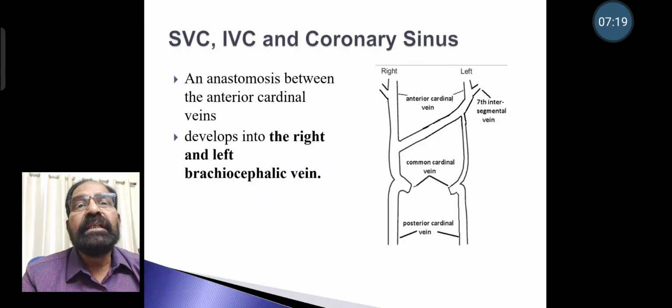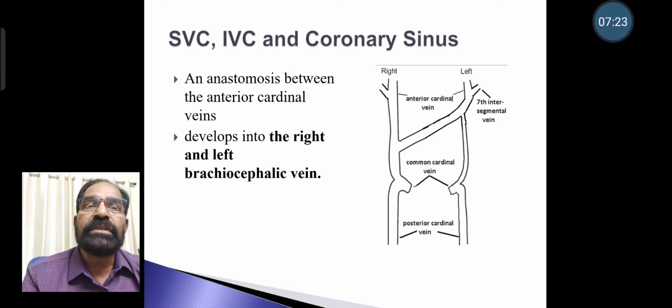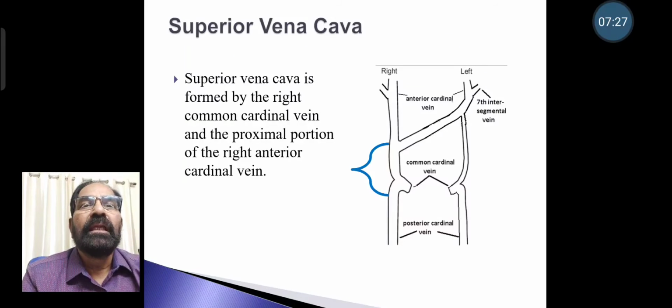Anastomosis between the anterior cardinal veins develops into right and left brachiocephalic vein, as we can see in the picture. Superior vena cava formation. Superior vena cava is formed by right common cardinal vein and proximal portion of right anterior cardinal vein, as shown in the picture.